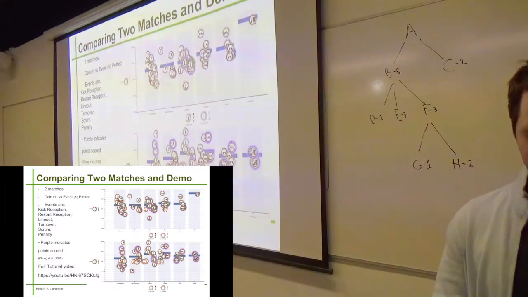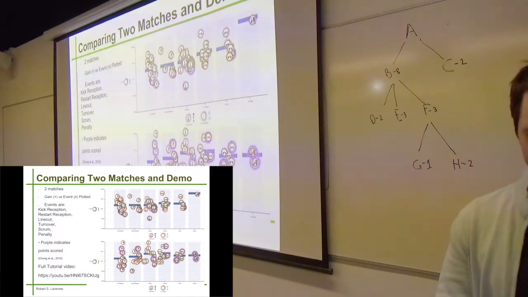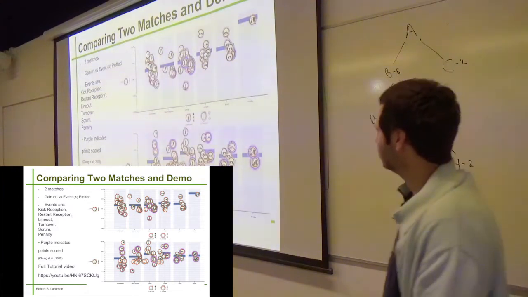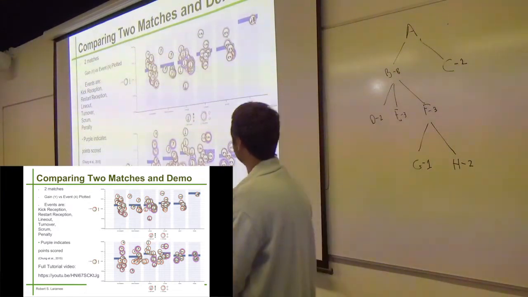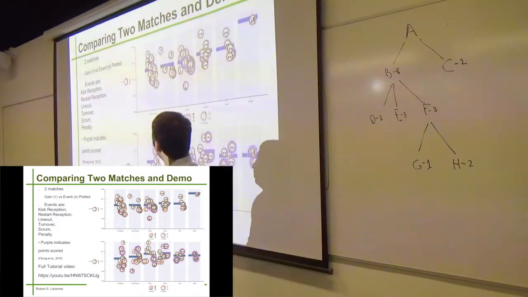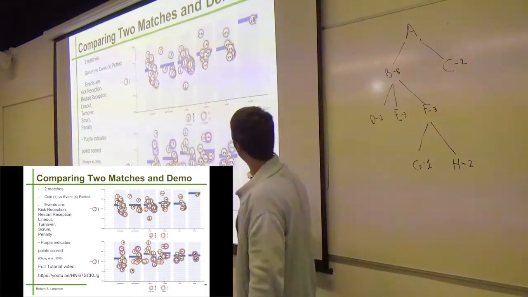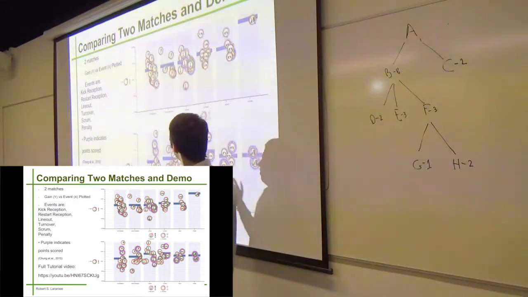And you can compare matches with each other. These are two different matches, and you can compare their behaviors and the repeat events in the two matches. In this one, there are lots of tries. You can see, for example, there are lots of tries in every phase.